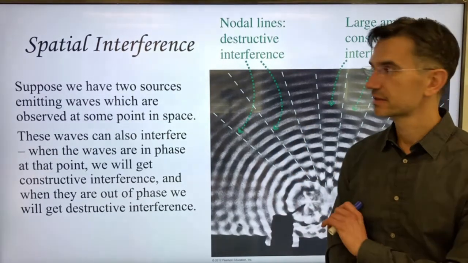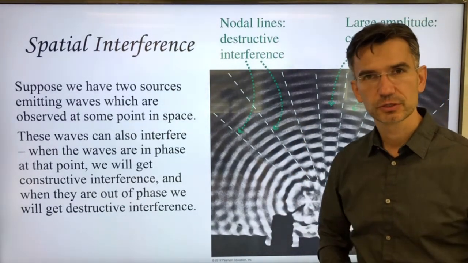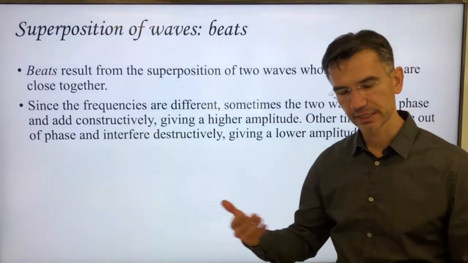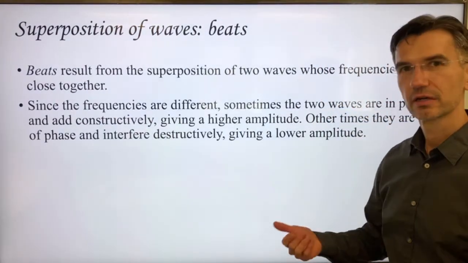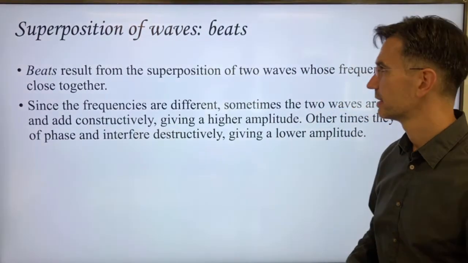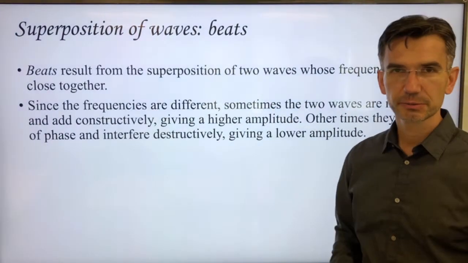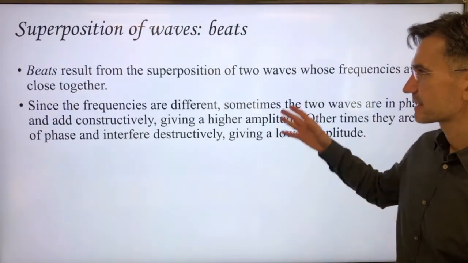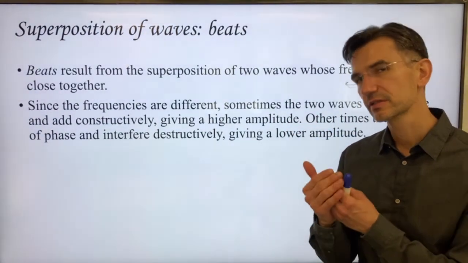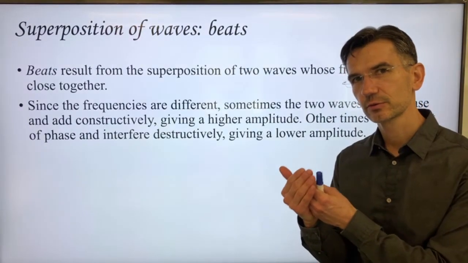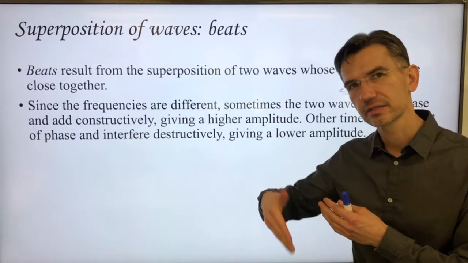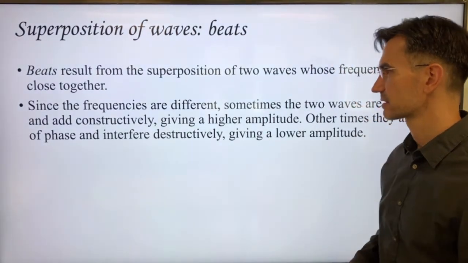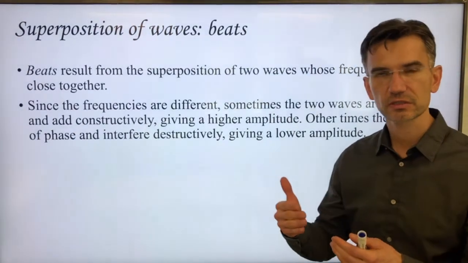Another very neat result of wave superposition is the so-called beat phenomenon. It's called a beat because it has a regular frequency to it, even though it's not exactly what you may think of as a drum beat. Beats are the result of the superposition of two waves with slightly different frequencies. Because the frequencies are only slightly different, sometimes the two waves add constructively, so you get a higher oscillation, and sometimes they completely cancel out, so you get very little oscillation. So you're switching between constructive and destructive interference.